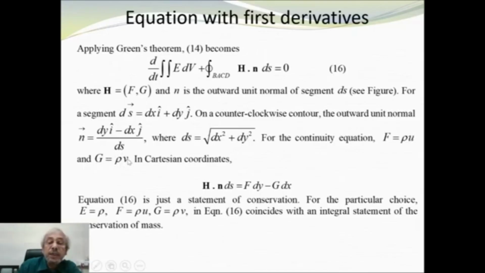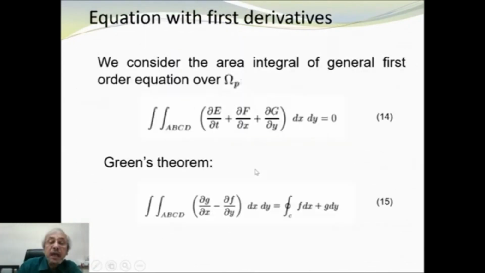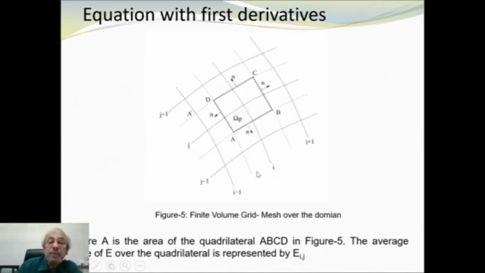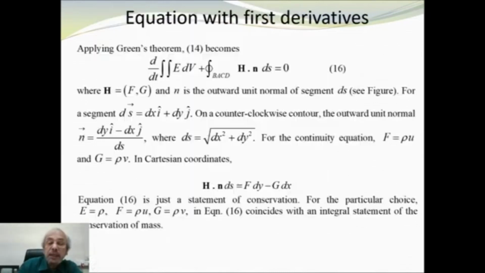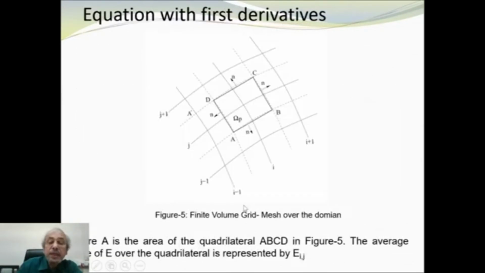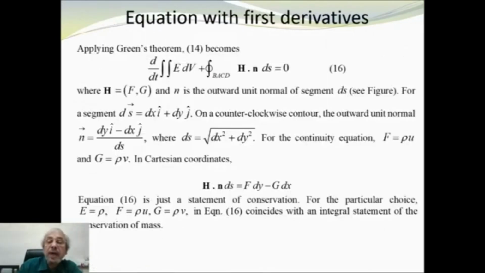So h dot n ds will be written as f dy minus g dx. We also said earlier that the continuity equation is del u del x plus del v del y. So following that, f and g will be substituted by u and v, and we can write h dot n ds equal to f dy minus g dx. So this we can write now.